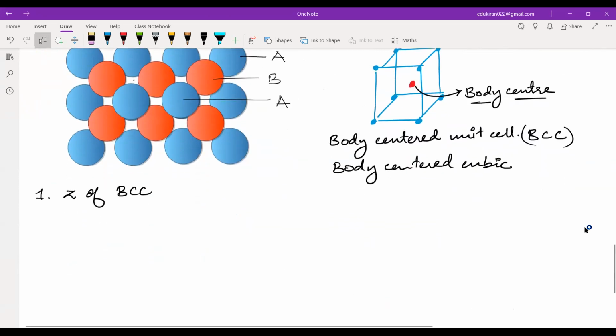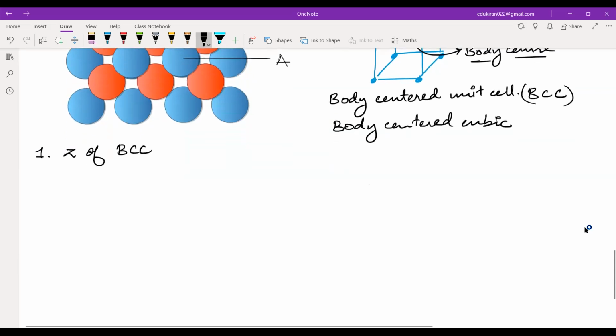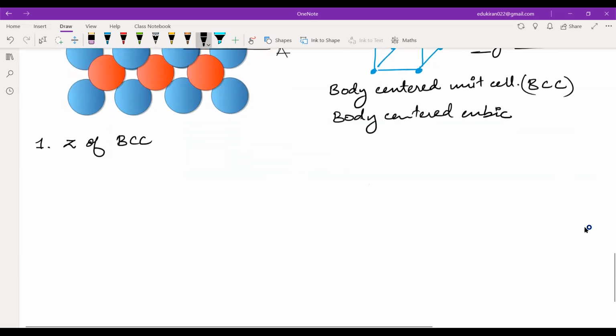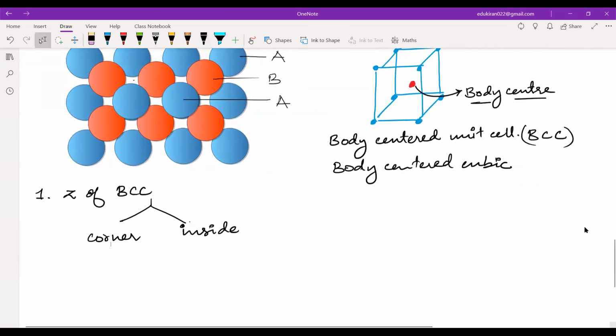So in the BCC, we have how many types of atoms? We have 2 types, right? One is inside, and there are some atoms which are on the corner. Correct? Yes or no? Tell me, guys. There is one inside the unit cell, and there are how many in the corner? The inside one will have the contribution 1.